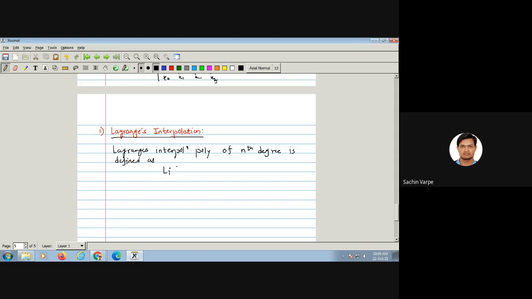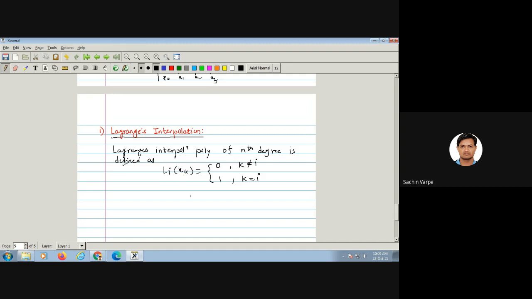Li of xk, which is equal to 0 when k is not equal to i, and equals 1 when k equals i. So Li of xk, like L1 of x1, L1 of x2, and so on.